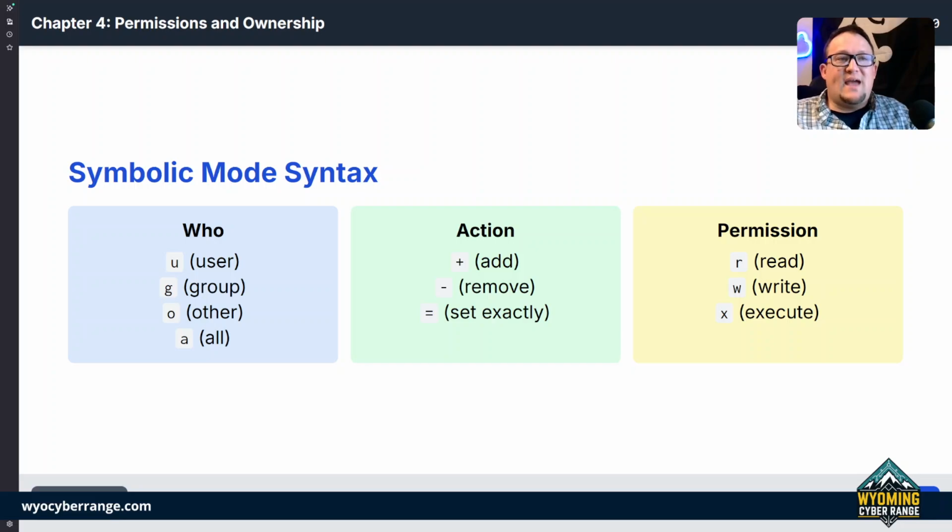Now if I want to add or subtract an action, then I would write that. So for instance, let's say I want to give the user all privileges. It'd be U plus, actually U equals RWX. Because I can set exactly the permission that I want. But if I only wanted to add write, it could be U plus W.